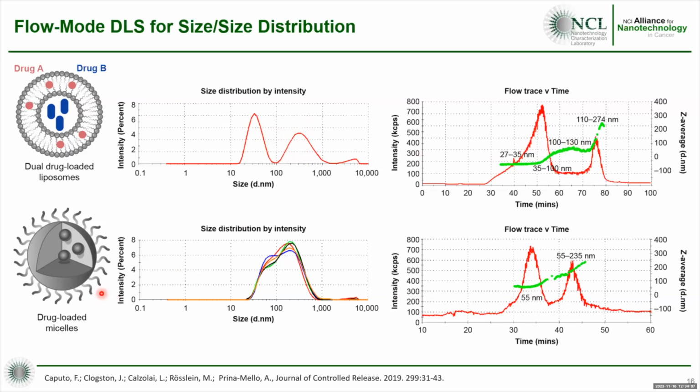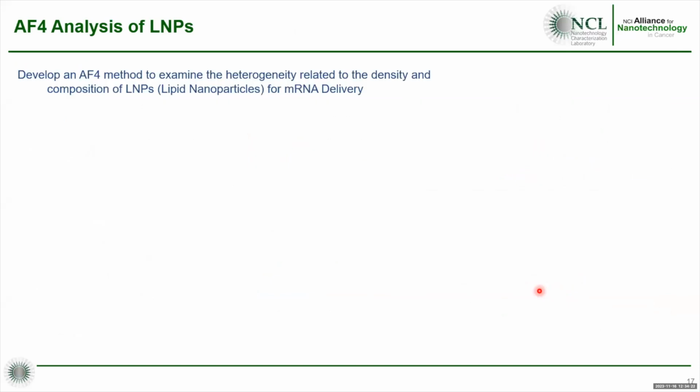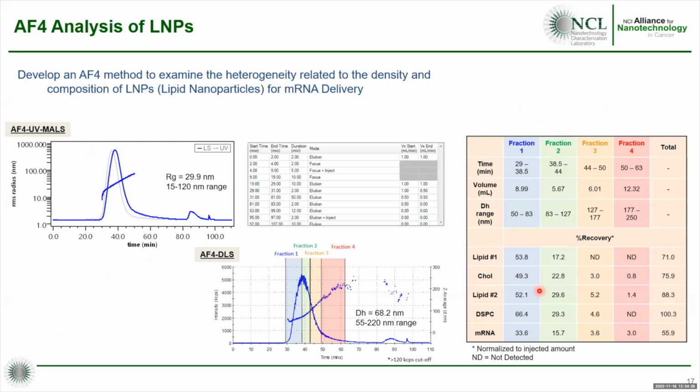We can also look at drug-loaded micelles. I like this example better because if you look at the batch mode DLS, it looks very polydispersed. And AF4, in terms of resolving power, is very good in resolving these two size populations. And not to leave out everyone, we also work with LNPs as well. So we can use AF4 to separate LNPs. In this case, we show the AF4 DLS trace down here, and we collect fractions coming off of the AF4, and we do post-analysis, namely to look at lipid composition as well as mRNA distribution as a function of size.